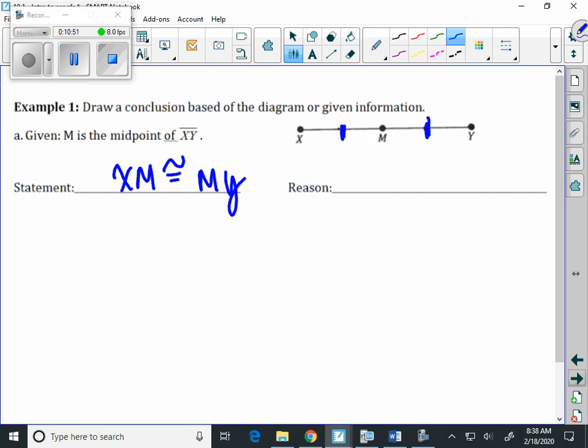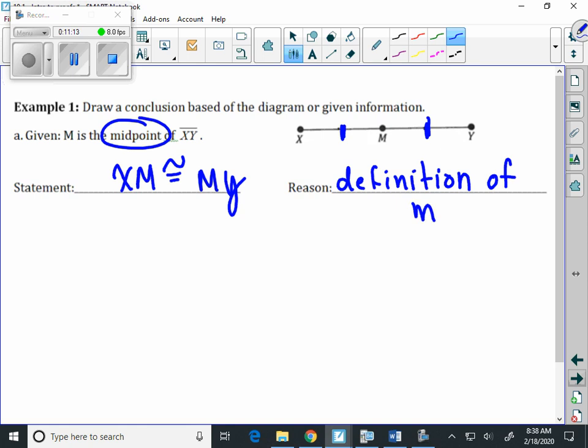And then we have to come up with a reason. Well, the reason here goes back to our vocabulary word, midpoint. And the definition, and oftentimes you can abbreviate, I'm going to try not to abbreviate, but definition of midpoint is the reason. And about 95% of the time, if you see a vocab word in the statement, then you can say definition of that vocab word. Doesn't work all the time, but it works on most of them.